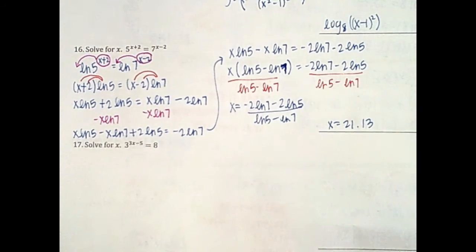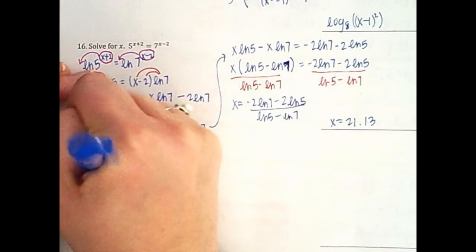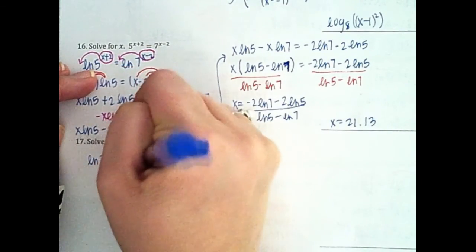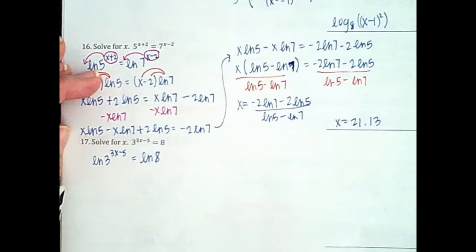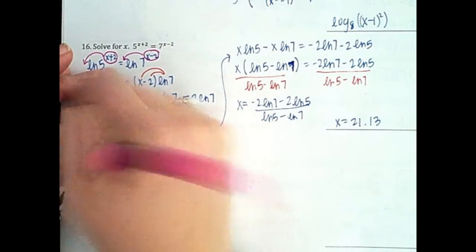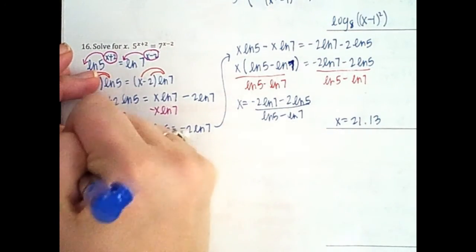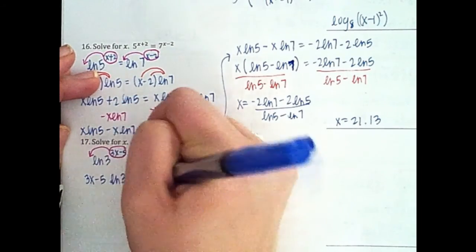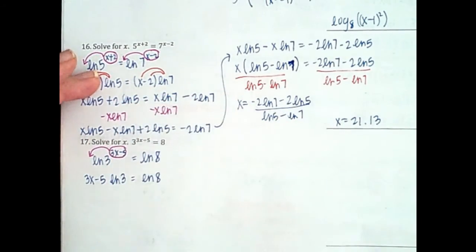I did it a few different ways. I think I did the ln of both sides, and then I also changed it to logarithmic form. Whichever one you're more comfortable with is totally fine with me. So I'm going to just take the ln of both sides. So it would be the ln of 3 to the 3x minus 5 equals ln of 8. I'm going to apply my power rule. So move that to the front. So 3x minus 5 times ln of 3 equals ln of 8.